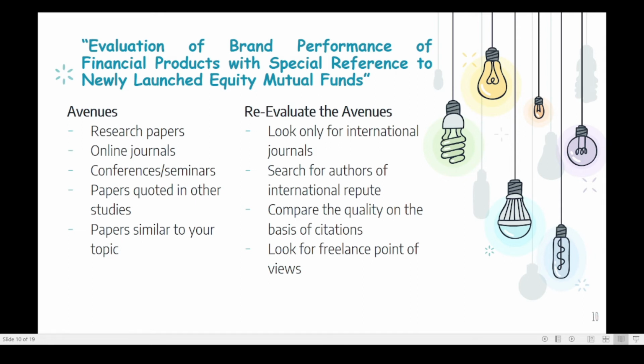If there is a discrepancy, if there is a difference between the material you had collected and the topic you had touched, then you have to re-evaluate the venues. How to re-evaluate the venues? It is very simple again. Just change your own orientation. How to do that? Look only for international journals, first of all. That will give you a wider range of apprehensions. Then second, search for authors of international repute. Okay, we can all do that.